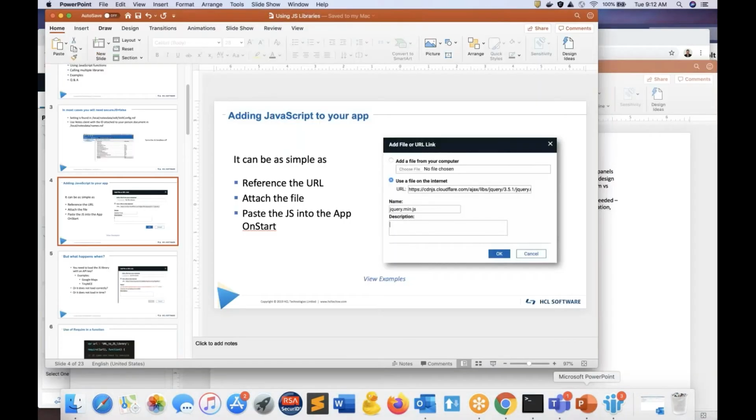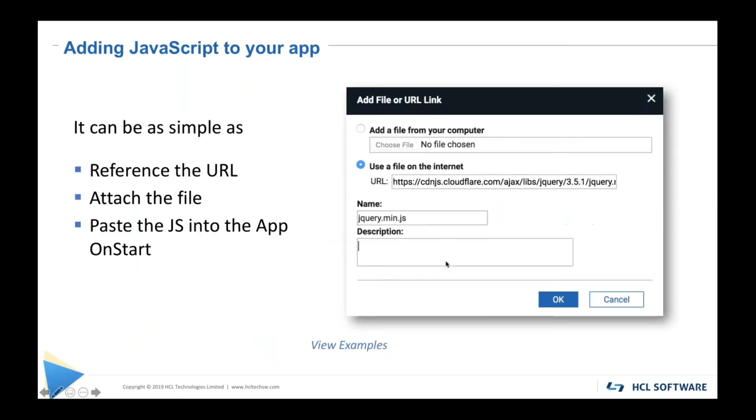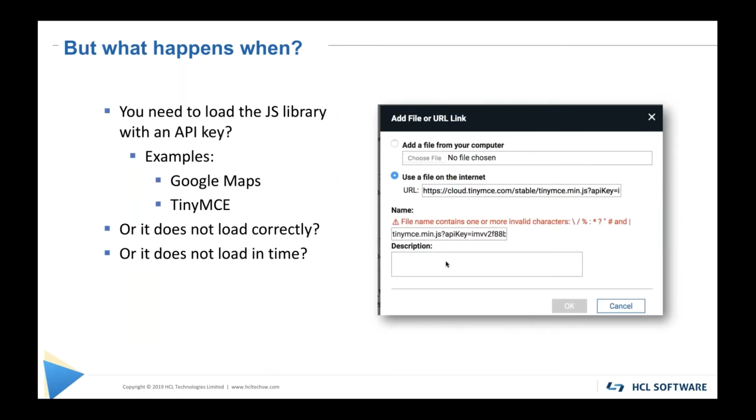Now, if everything was that simple, that would be great, but of course it's not. Let's go back to the chart that we're on. All right. What happens if I have an API key? If I put in a parameter here, a question mark and then API key, into the file name, that's not going to work. The add file dialog is going to bark at that and tell you you can't do that.